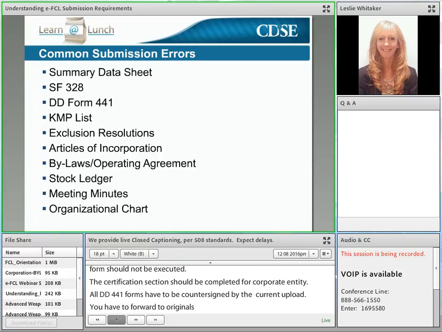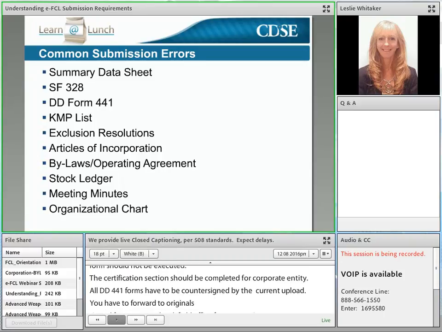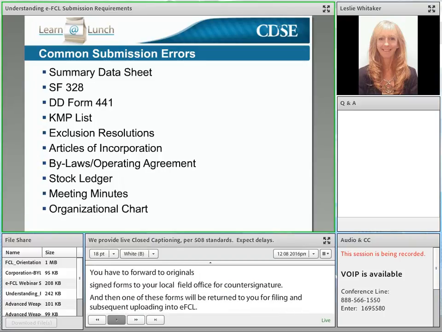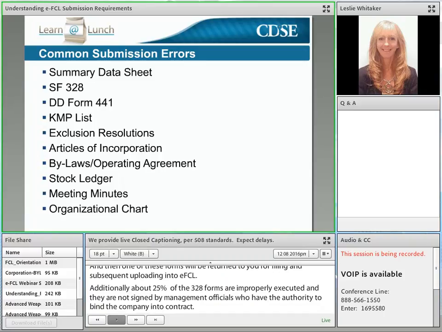Additionally, about 25% of the SF328 forms are improperly executed in that they're not signed by management officials who have the authority to bind the company into contracts. We often see that these SF328 forms have been signed or certified by FSOs, who in most cases are not officers or senior management officials of the company.